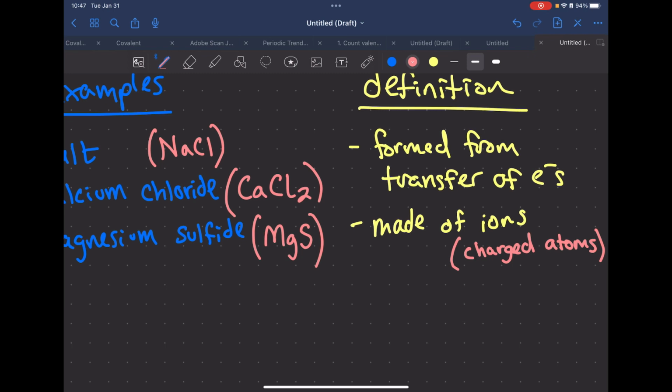By the way, review again, we can get an ion, or we can have a charged atom, if we have unequal numbers of protons and electrons. So if I have like 5 protons but 6 electrons, that's an ion. It's got a charge.